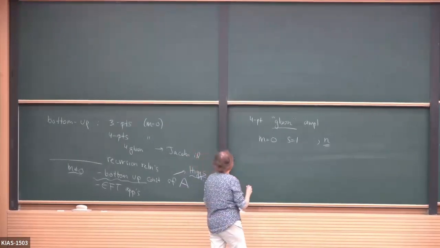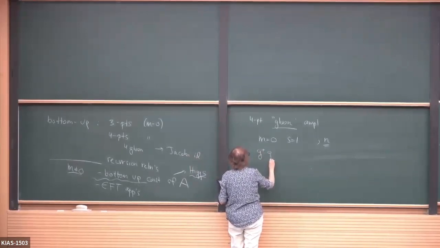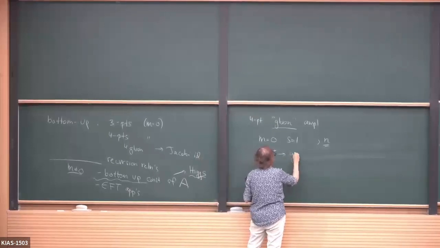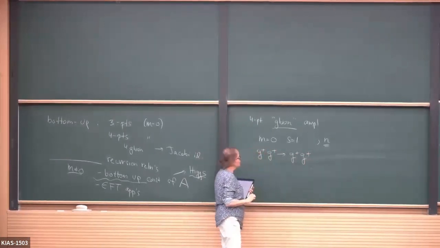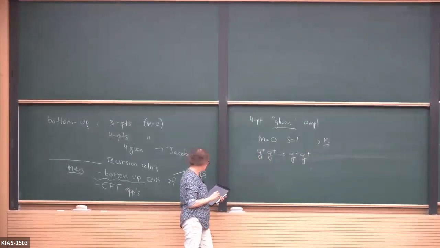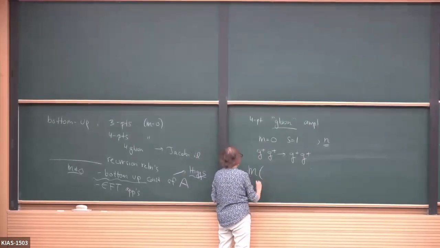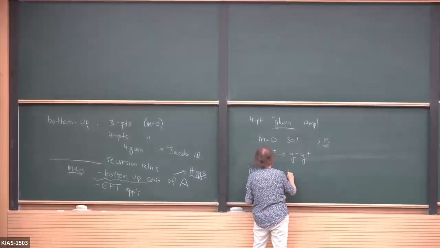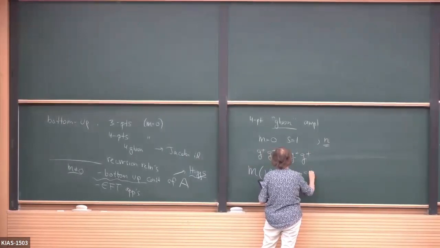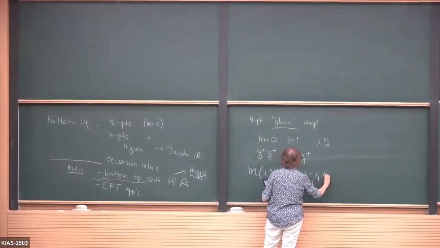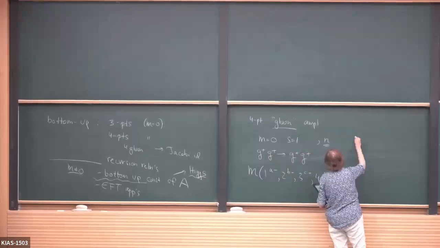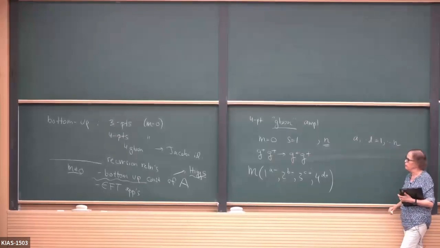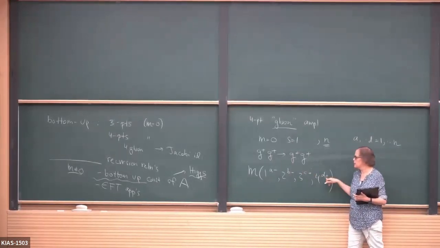Okay, so I want to look at the amplitude where I have 2 negative helicity gluons going to 2 positive helicity gluons, but let's take them all to be incoming. So I'm looking at the amplitude with 1a minus, 2b minus, 3c plus, and 4d plus. And these a, b, c, d indices run over 1 to n. And the minuses and pluses are the helicities.